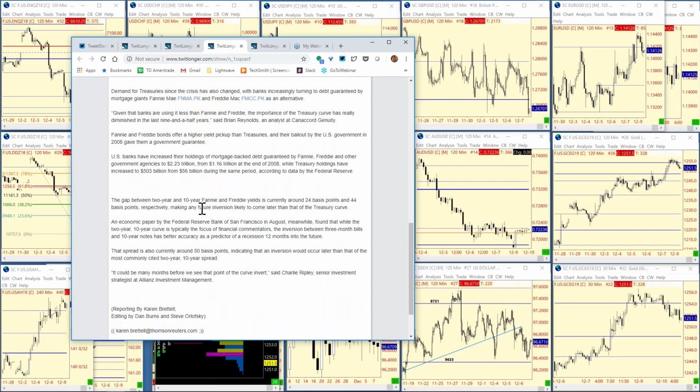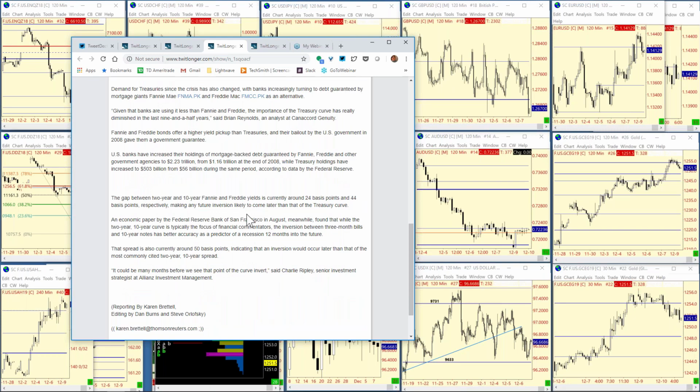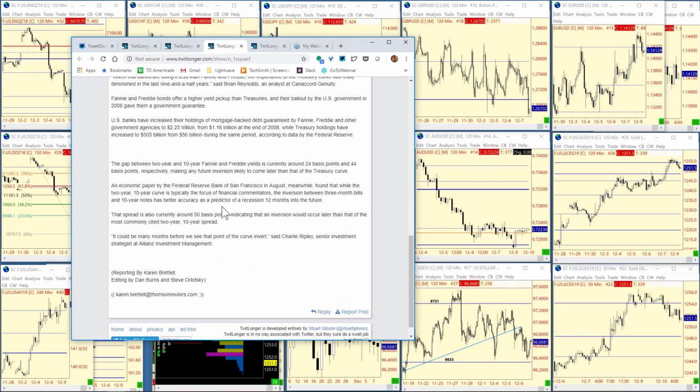The gap between the 2 and 10-year is currently at 24 basis points and 44 basis points respectively, making any future inversion likely to come later than that of the Treasury curve. The spread is also currently around 50 basis points, including an inversion that would occur later than most commonly cited 2-year, 10-year spreads. It could be many months before we see that point of the curve invert, said Charlie Ripley.